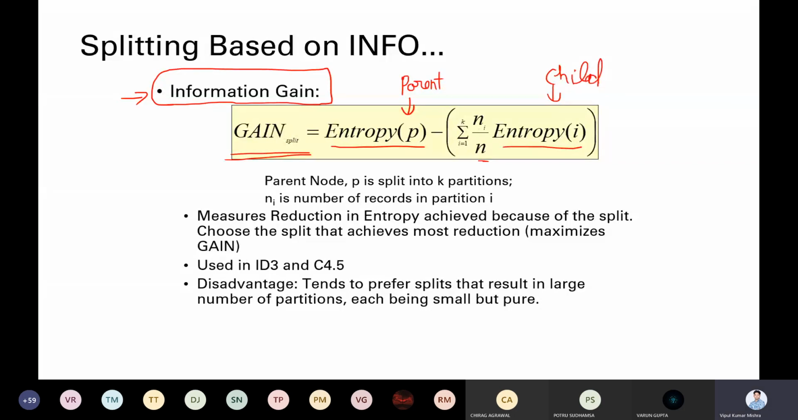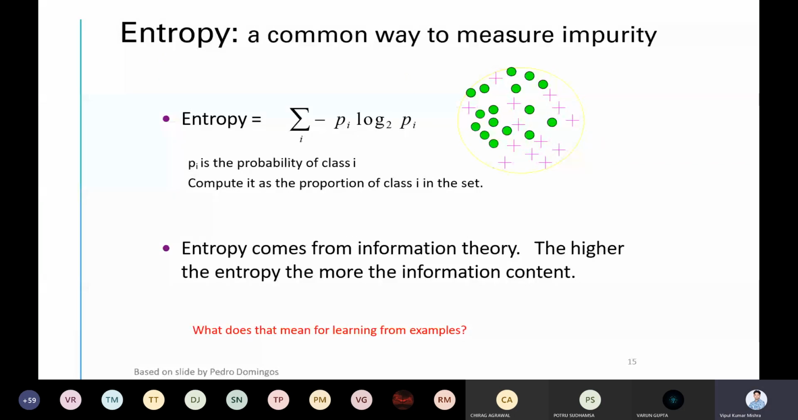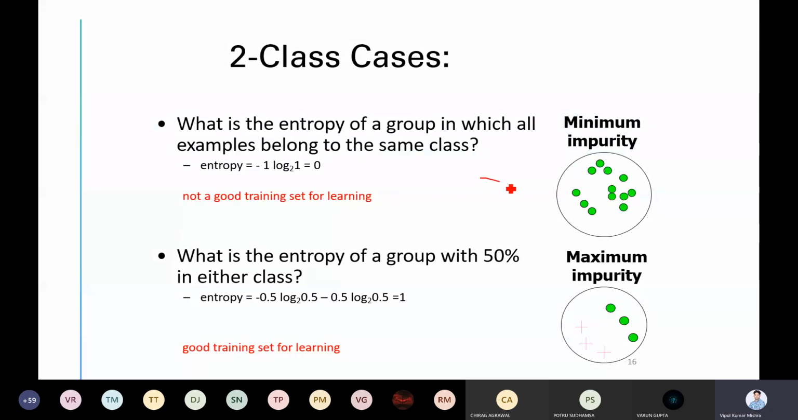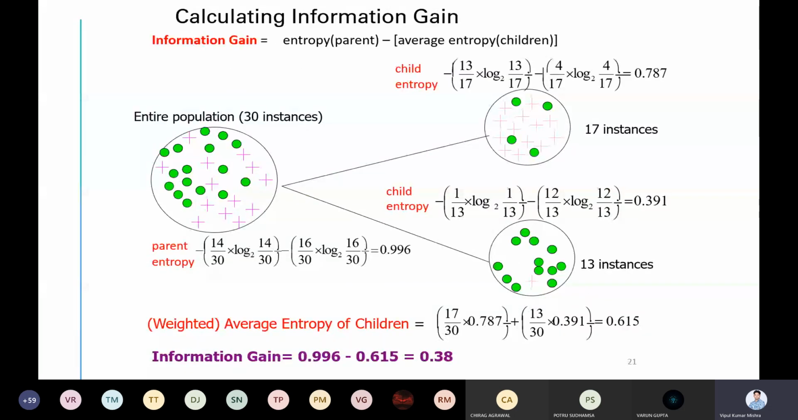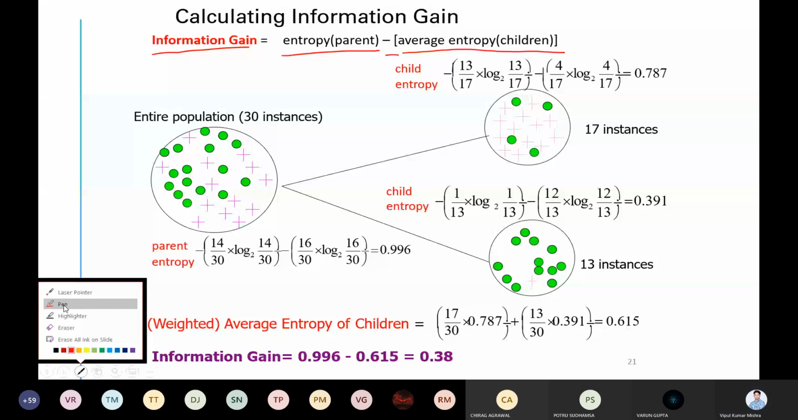Right? So let's take this example. Here we have given a measurement of impurity. You already saw if it is a pure set, the entropy will be 0. If it is a completely impure set, maximum impurity, equal values of plus and minus, then it will be 1. Now let's look into the information gain. As I told you, information gain equals entropy of the parent minus the average entropy of the children. So first look into this part.